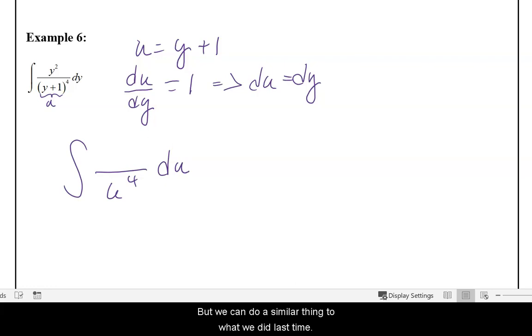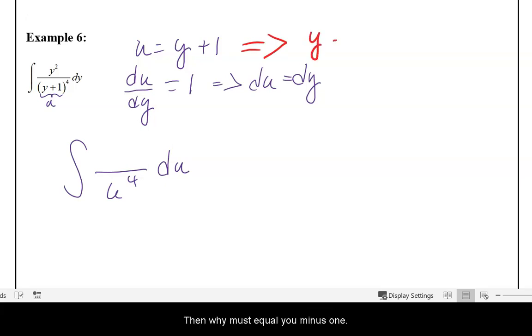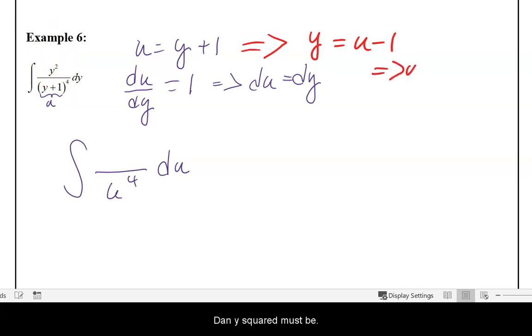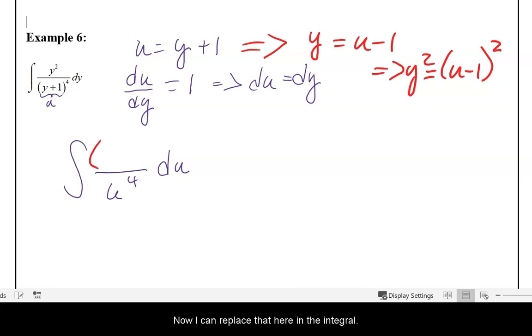But we can do a similar thing to what we did last time, which is take what's up here at the top in our expression for u and solve it for y instead. If u equals y plus 1, then y must equal u minus 1. Great, but that's not what's in the numerator. That's a y squared. No problem. If y is u minus 1, then y squared must be u minus 1 quantity squared. Now, I can replace that here in the integral.